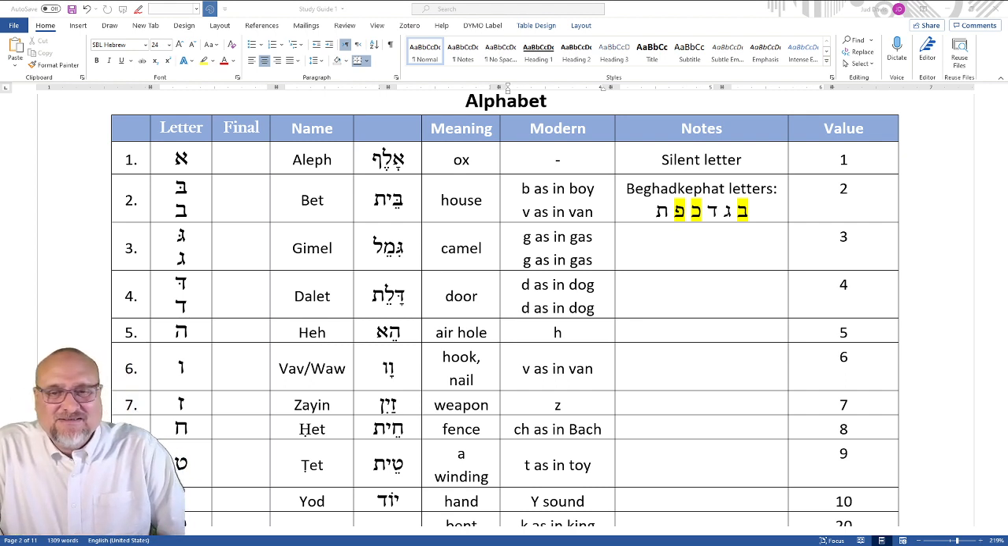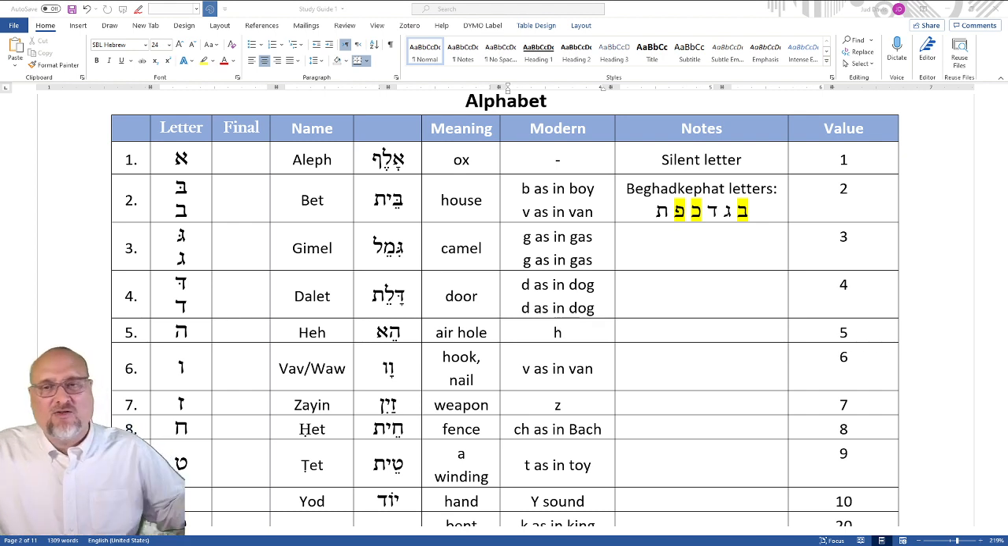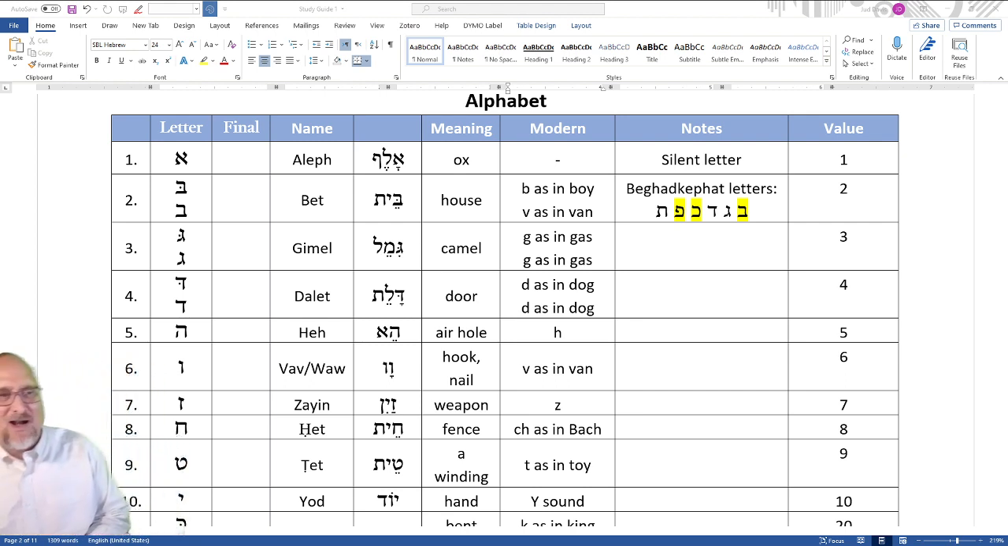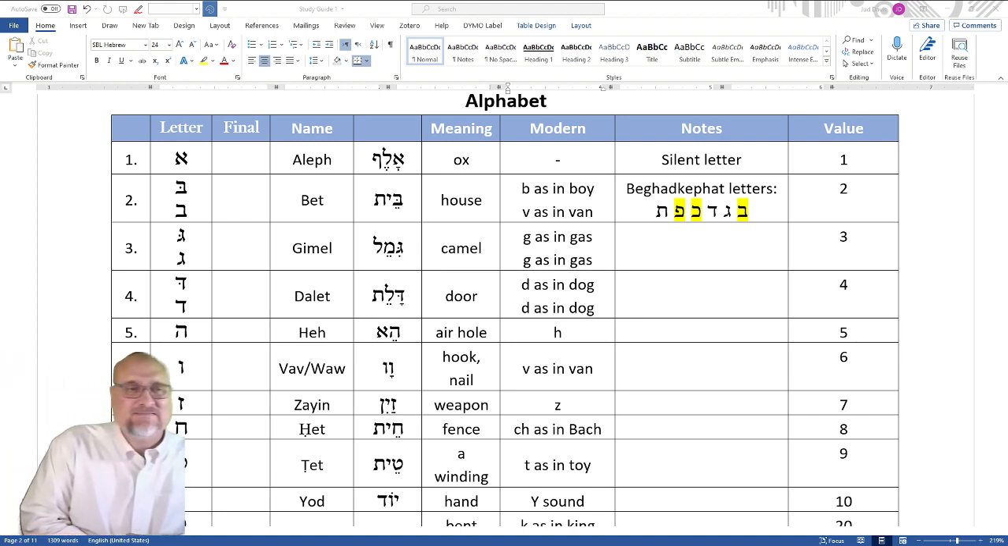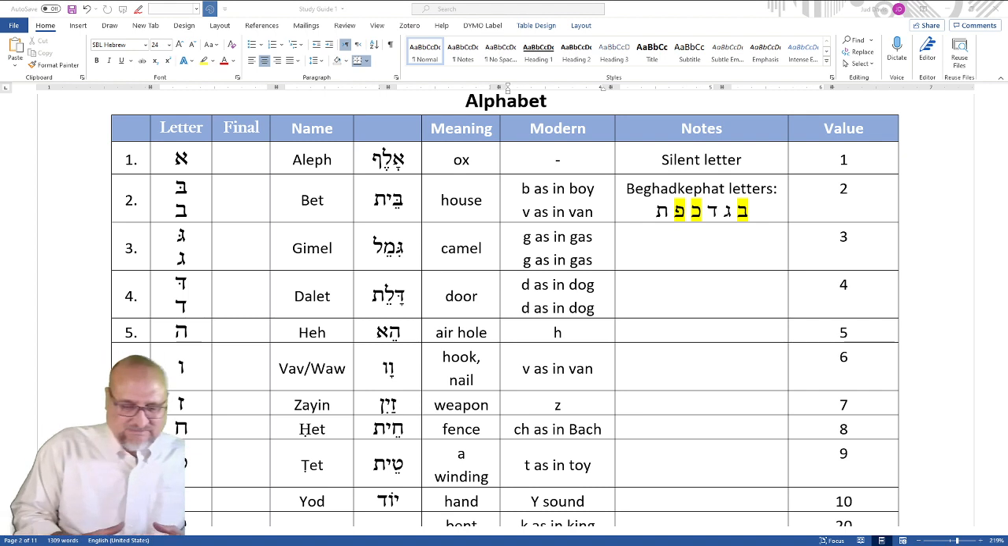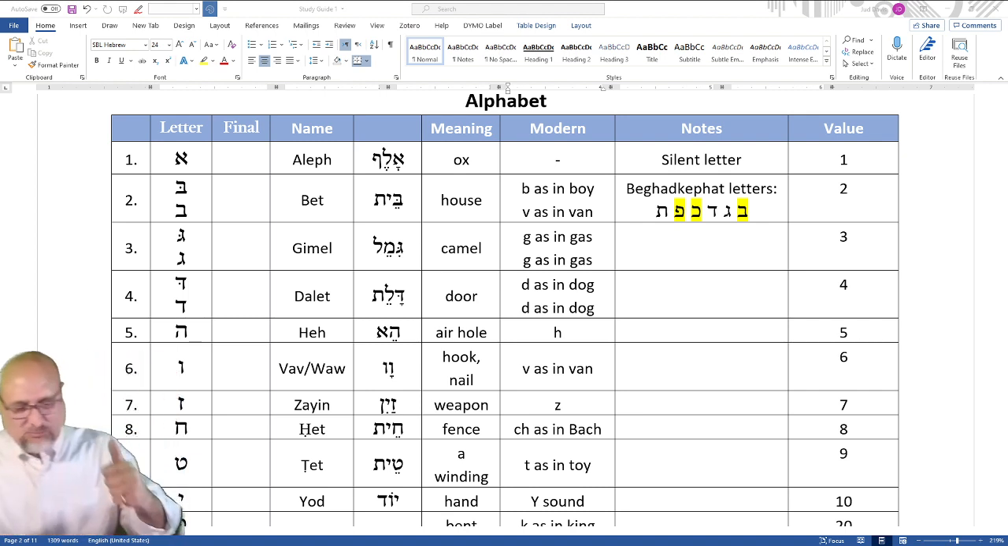Aleph, Beit, Gimel, Dalet, Hey, Vav, Zayin, Het, Tet, Yod. Perfect. Who else wants to try? Antonio, I see a smile on your face. Would you like to try? Aleph, Bet, Gimel, Dalet, Het, Vav, Zayin, Het, Tet, Yod.